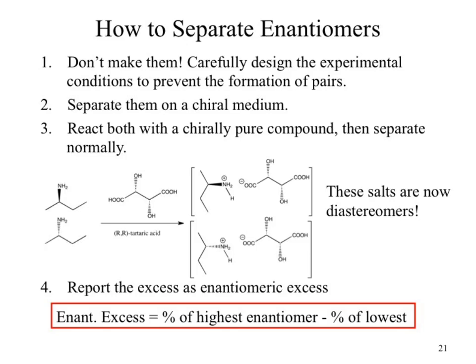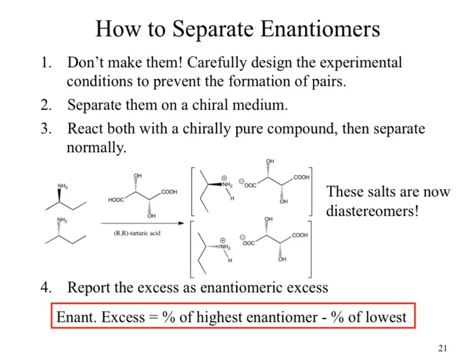So if we had a system where I made 50% of one and 50% of the other, what's my enantiomeric excess? 0%. I really, really sucked. So when it comes to an enantiomeric excess, we want a really high number. We want it to be up at 100. That would be our ideal circumstance.